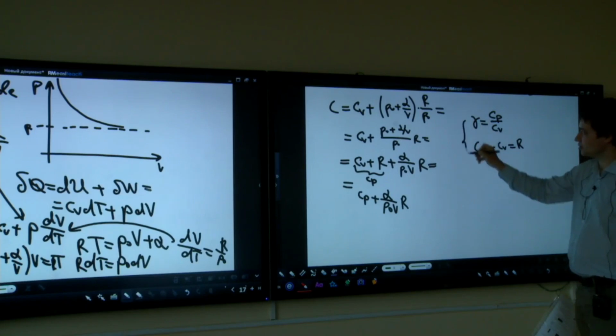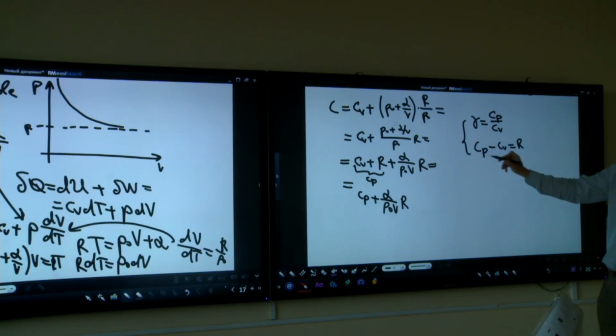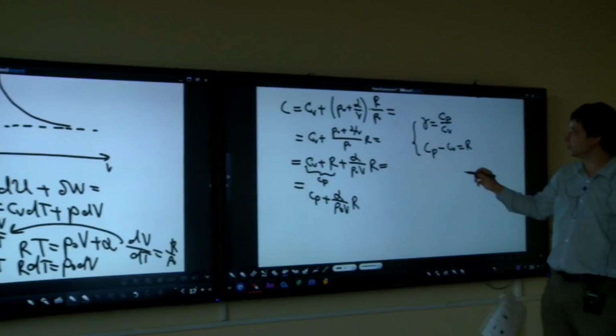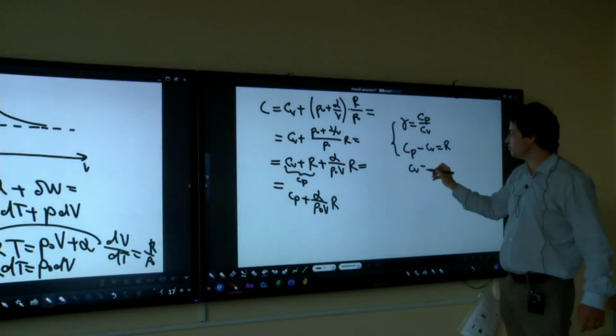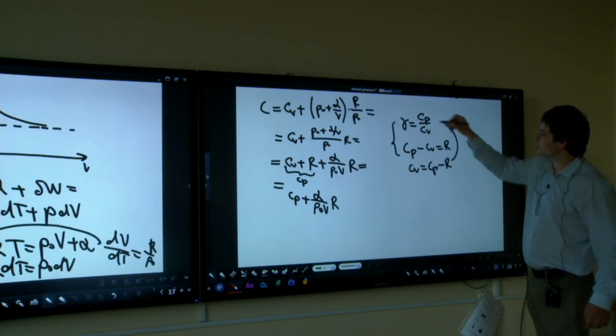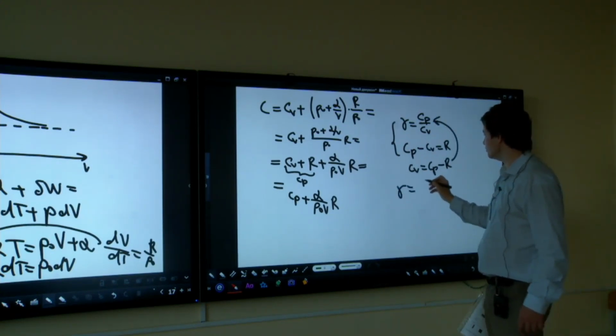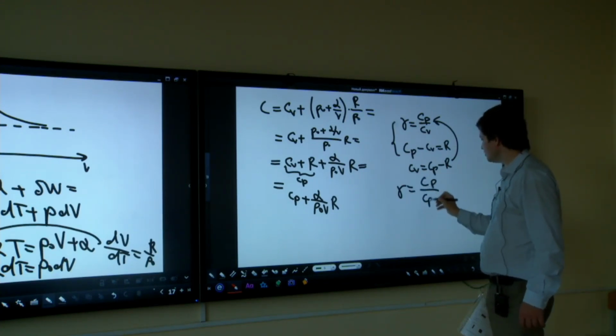I can consider this as a set of equations. I have two unknown variables, Cp and Cv, and two parameters, gamma and R. So from here, I get Cv equals Cp minus R. And after I substitute it here, I get gamma equals Cp over Cp minus R.